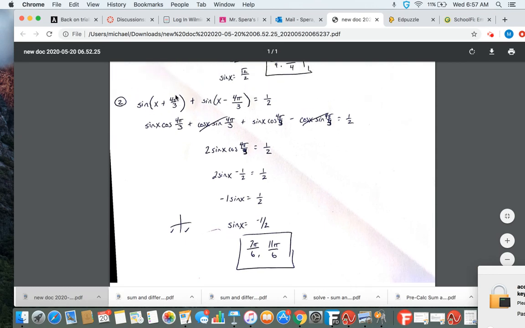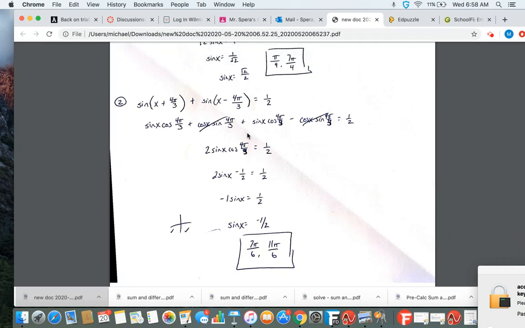In this one, same thing. Use the identity, expand it out. This one, you're adding the two together, so you don't have to worry about distributing the negative. But nonetheless, two terms will cancel. You'll group the other two together. At this point, cosine of 4 pi over 3. So what is the x value of 4 pi over 3? Well, it's negative 1/2, right? Because cosine is negative in the third quadrant, so it's negative 1/2. If I multiply these together, that would give me negative 1. I divide, I get sine x equals negative 1/2.